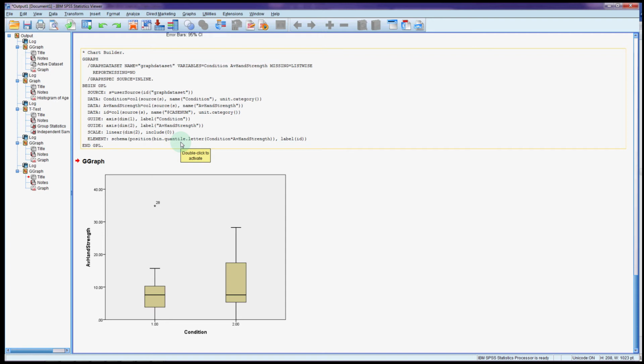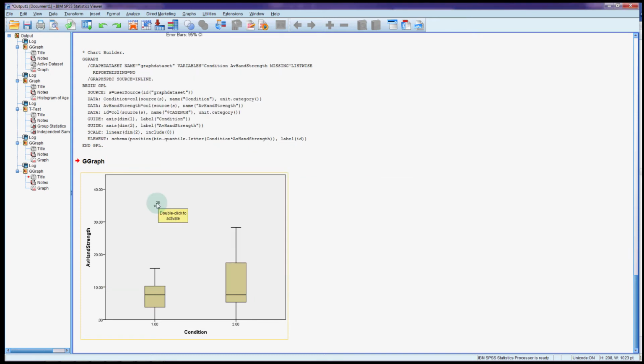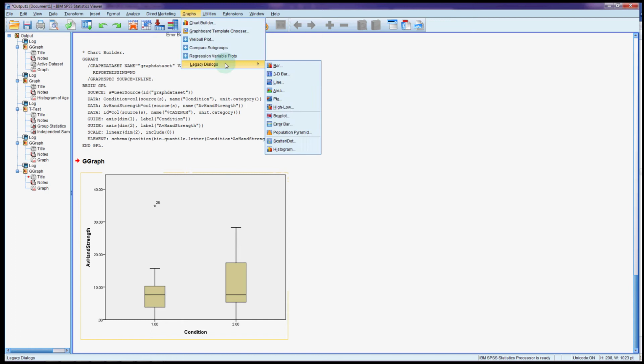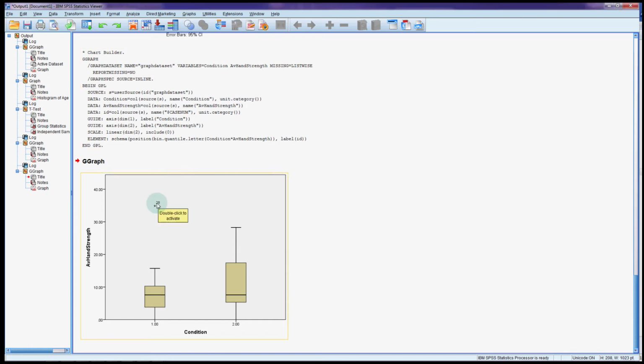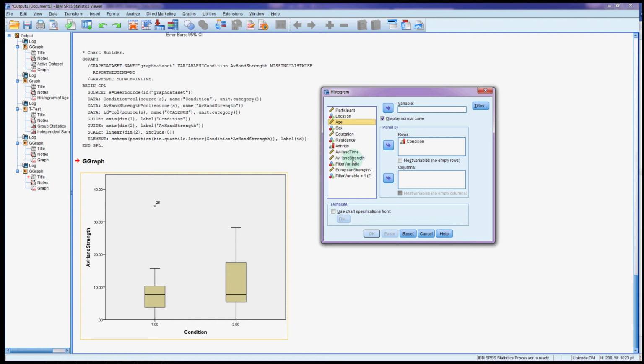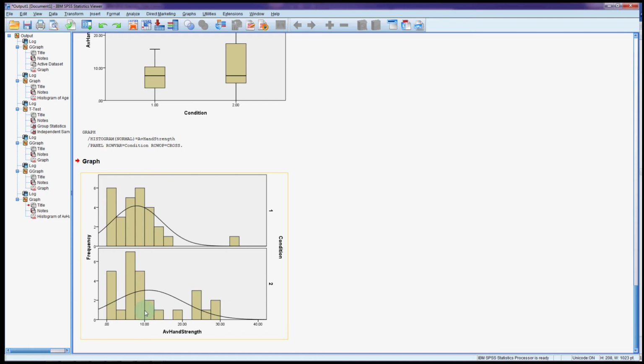Before I do that, I might just go ahead and look at the graph of the normal distribution to see if there's anything else of interest. Sorry, not with that one. I'll go back to the legacy dialogues and the histogram. And I'm not interested in age now. I'm actually interested in our main outcome, which was hand grip strength, and I still want the normal curves. So again, not completely normal. With the small sample sizes, I'm not too worried.